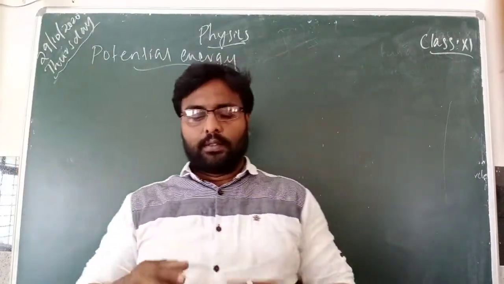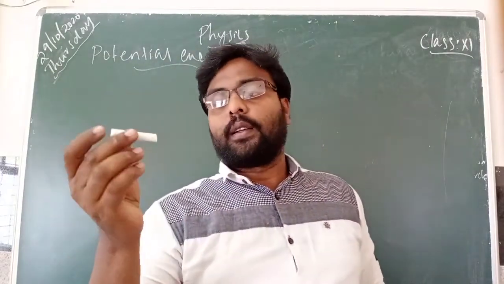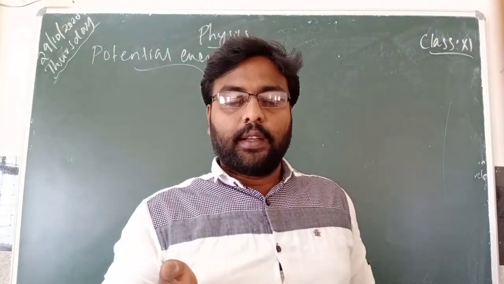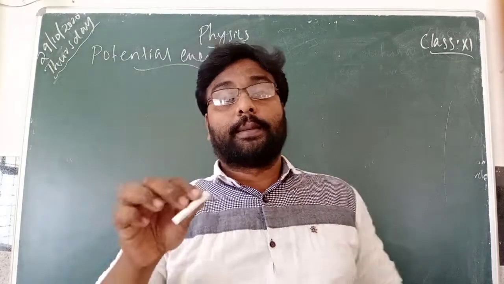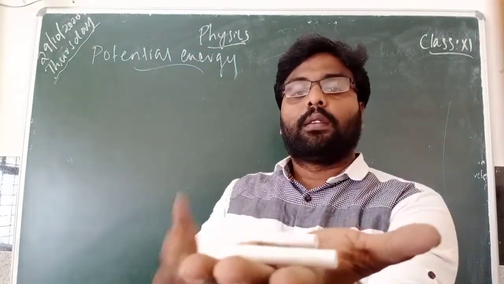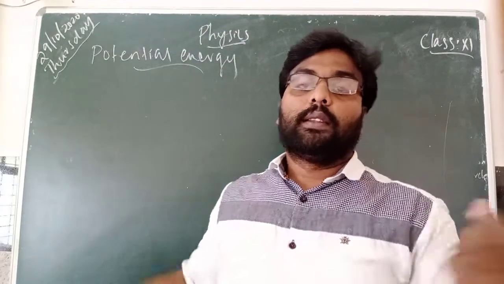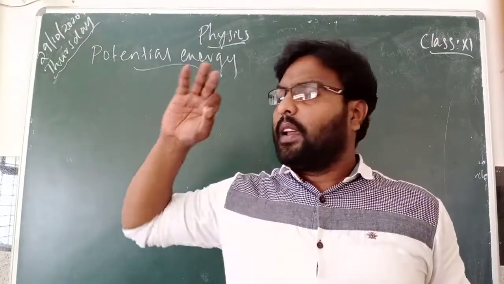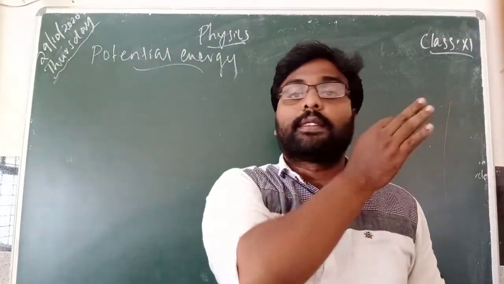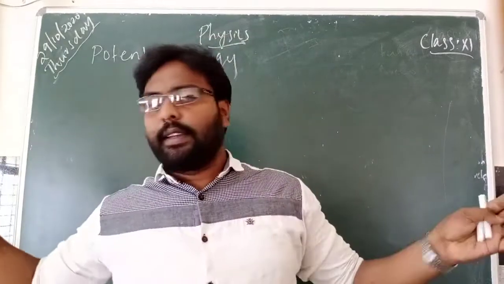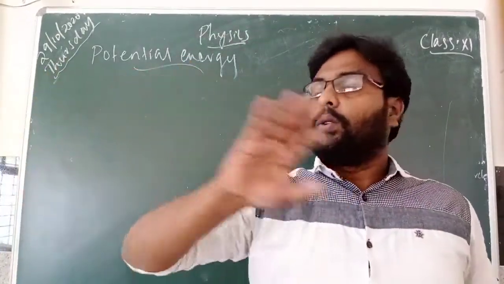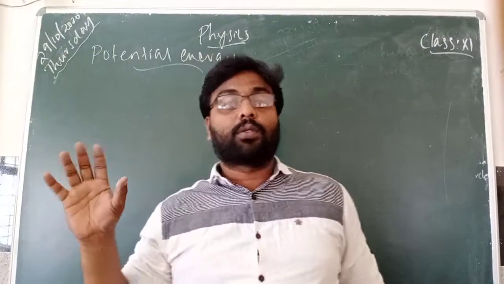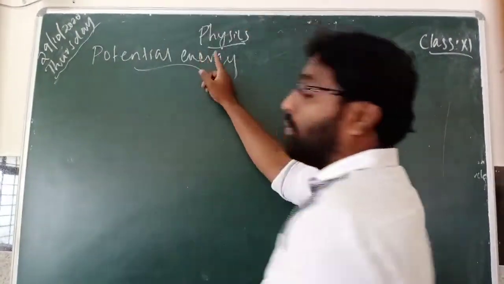For example, you see this object, it is in its position. So we can say that it possesses potential energy. You see, this is water. This chalk possesses potential energy. This blackboard possesses potential energy. Like every object around us which is in its state, in some size or shape. All these types of objects possess one type of energy, which is called potential energy.